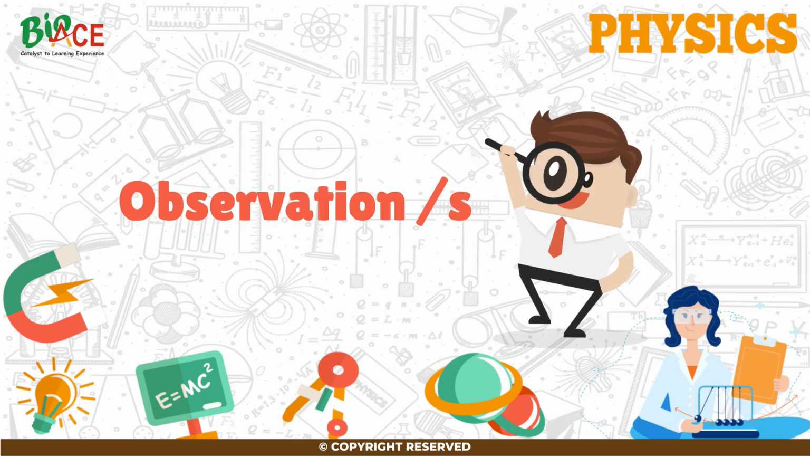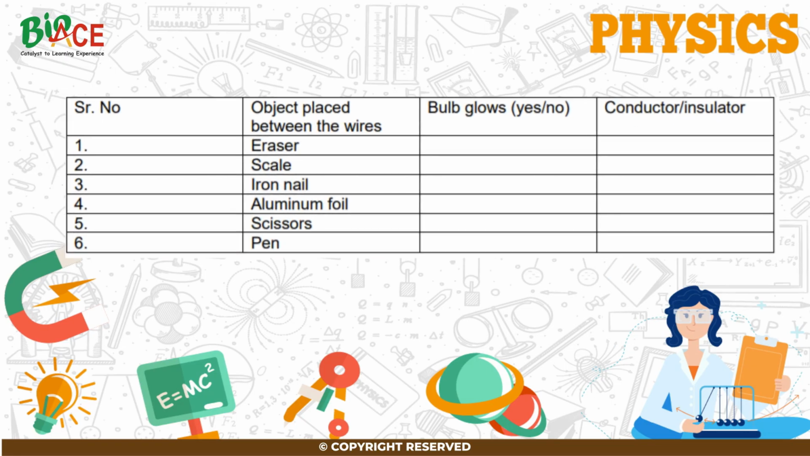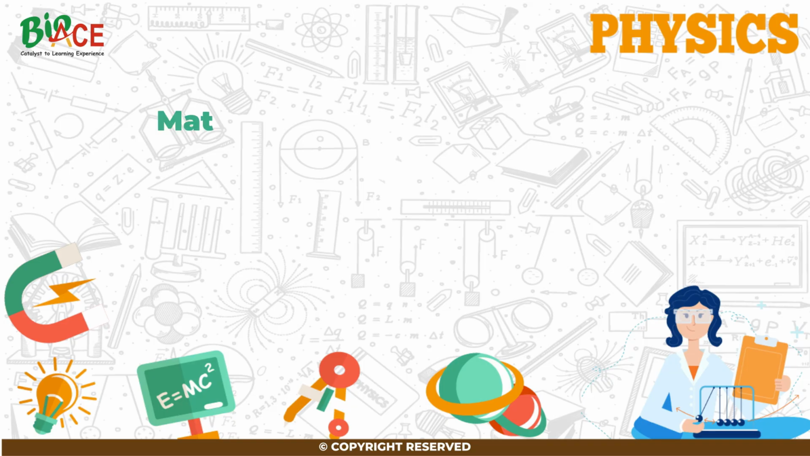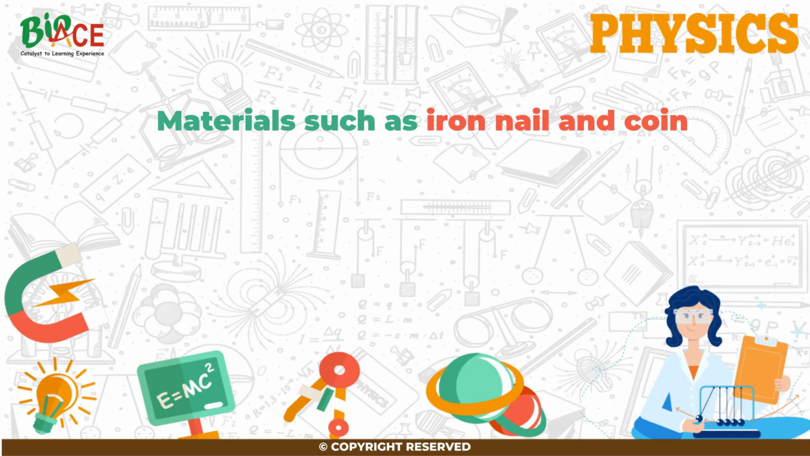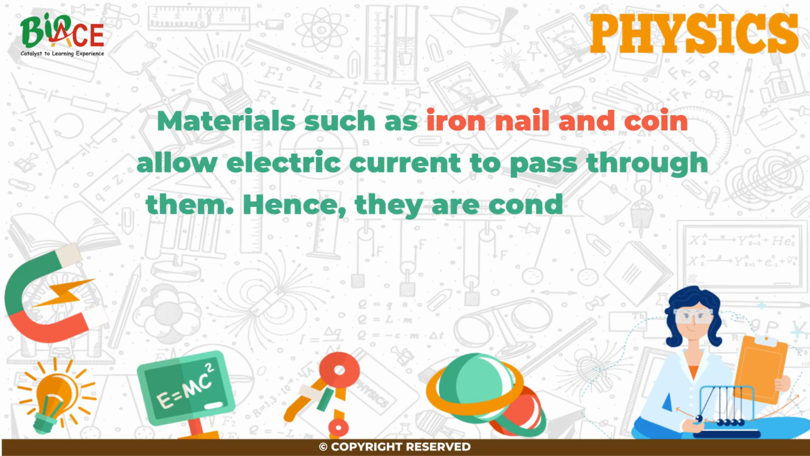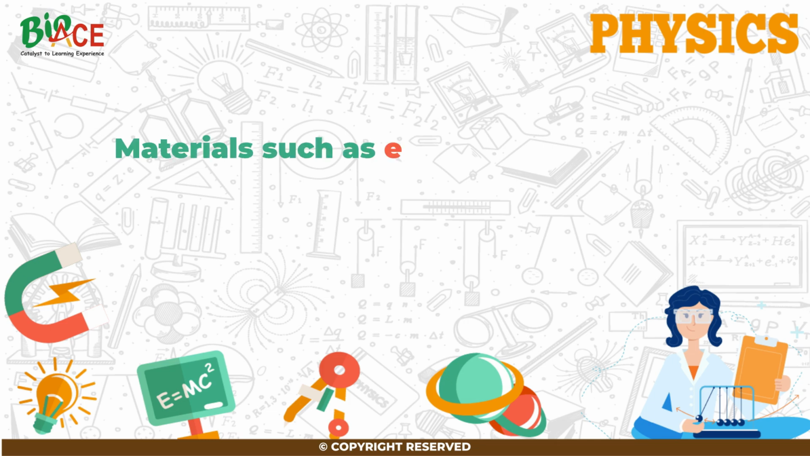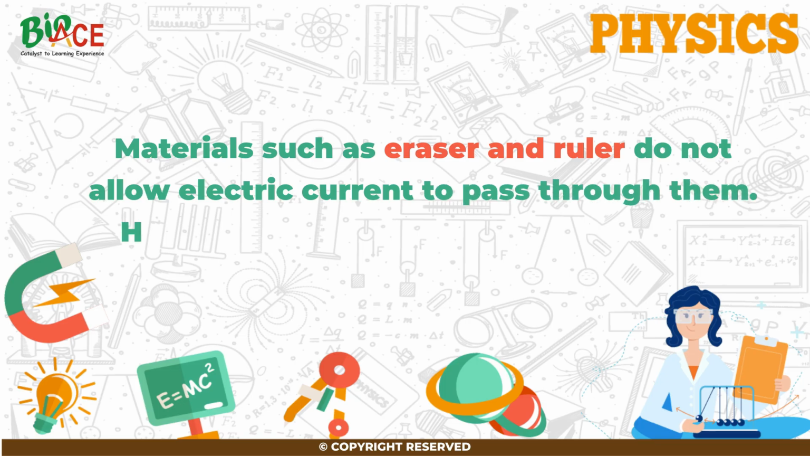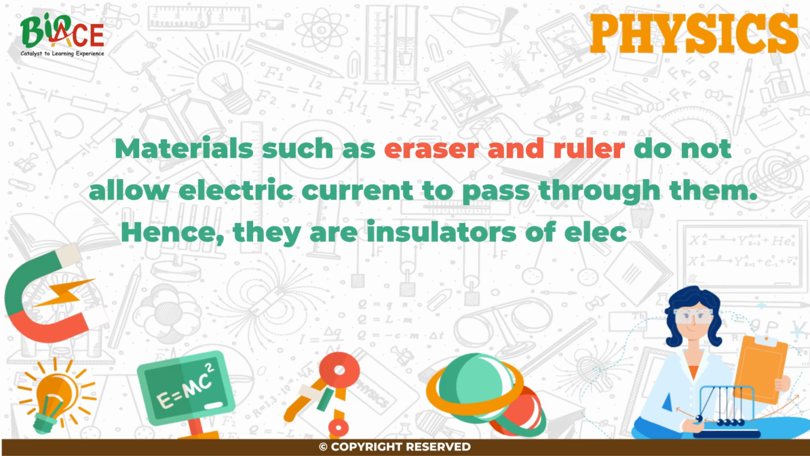Observation. Conclusion. Materials such as iron nail and coin allow electric current to pass through them. Hence, they are conductors of electricity. Materials such as eraser and ruler do not allow electric current to pass through them. Hence, they are insulators of electricity.